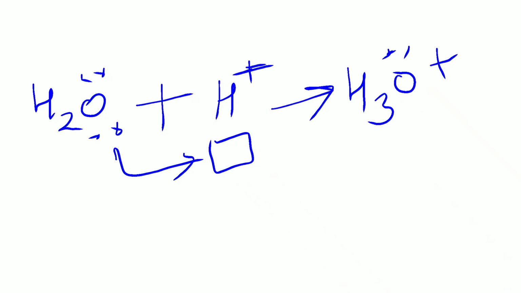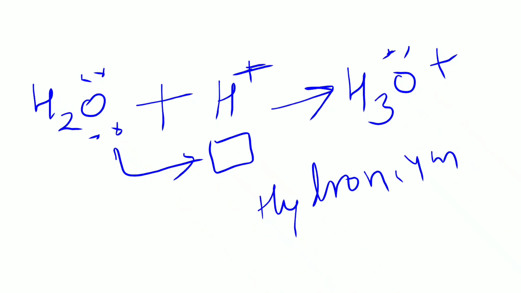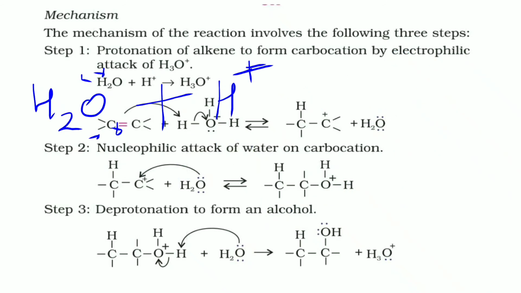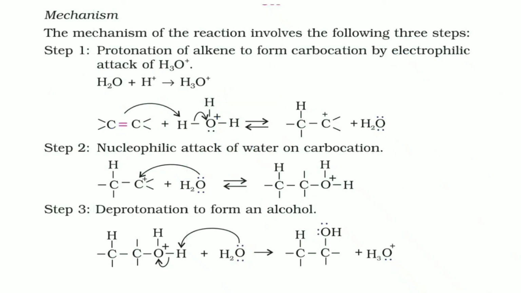which has 1 lone pair of electrons. So in this way, first of all, formation of hydronium ion takes place. Hydronium ion will be formed. Now, when this hydronium ion is formed, and it reacts with alkene, what will happen?